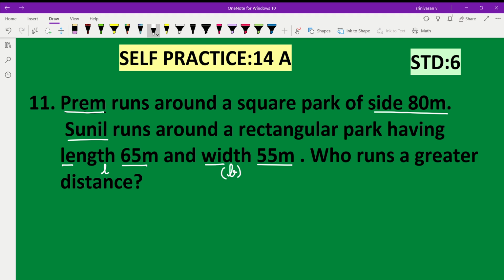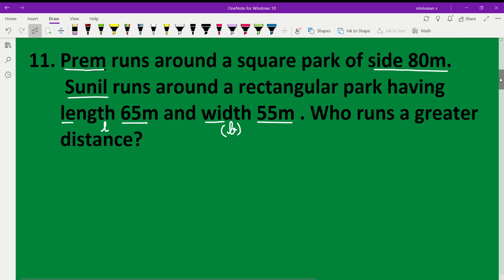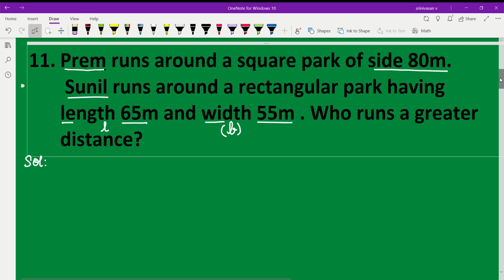Now what we want to find is who runs a greater distance. So first we need to find out the perimeter of both the shapes. Then we have to compare. Let us find the perimeter of each shape. First we will find out the perimeter of the square park. Solution.